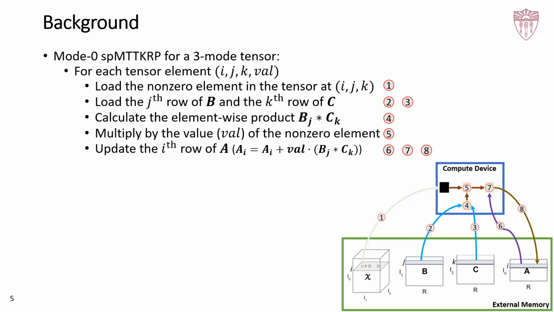Thereafter, we take the non-zero element that we loaded from the tensor and multiply that value with the element-wise product that we calculated in step 4. Finally, we have to load the corresponding factor matrix row, let's say from an output factor matrix, and then update the corresponding row and store it back.